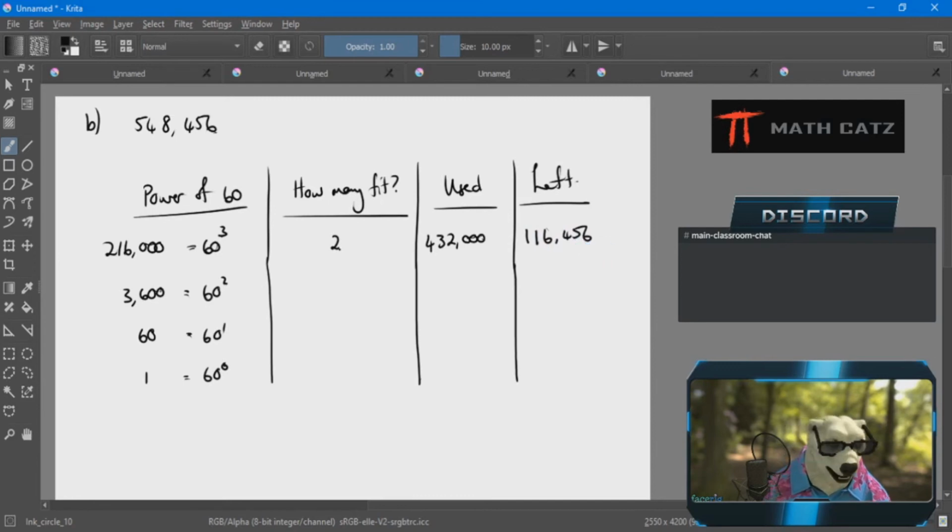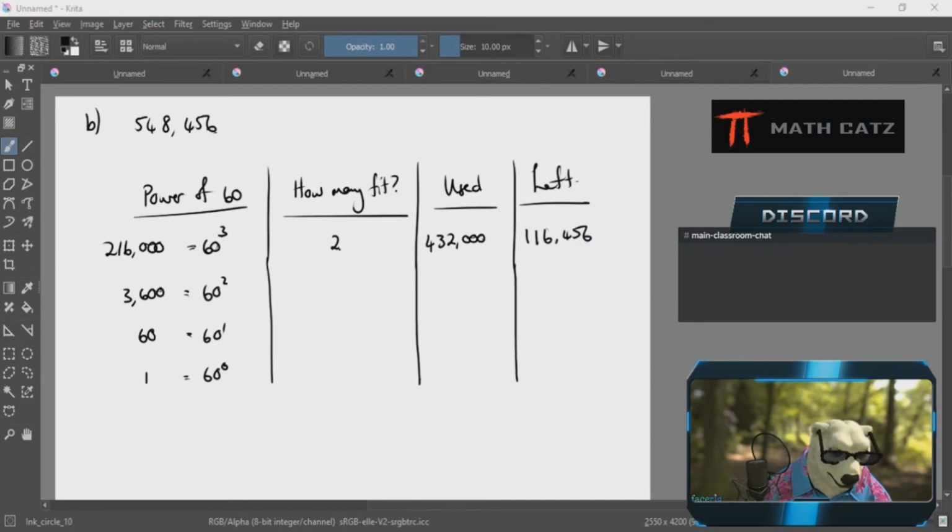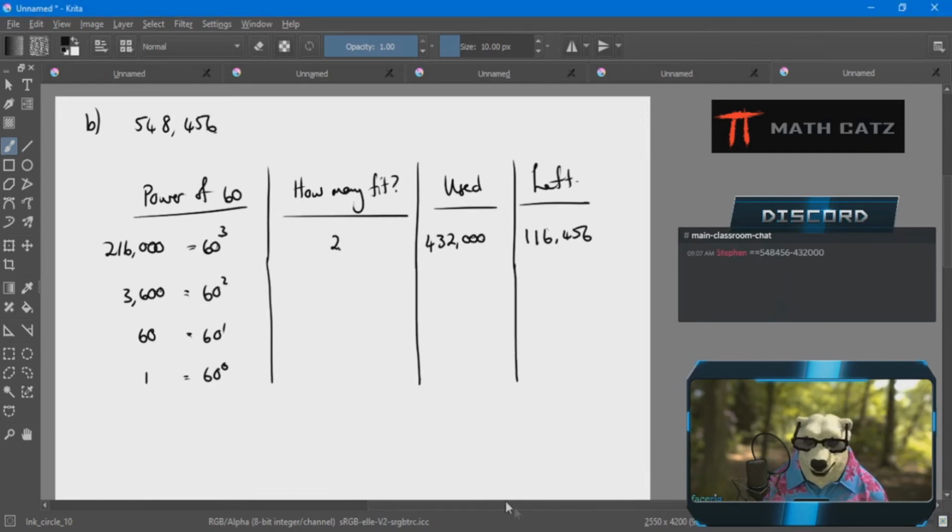116,456. Maybe I'm not that confident, right? Maybe I want to do some mental arithmetic when I get a chance, but I also don't want to risk making a mistake, because an early mistake is going to lead to a whole bunch of problems. So double up with a calculator. It's okay. So 548,456 minus 432,000. And then maybe I see, oh, I am right, or oh, I am wrong. Either way, I'm more confident.